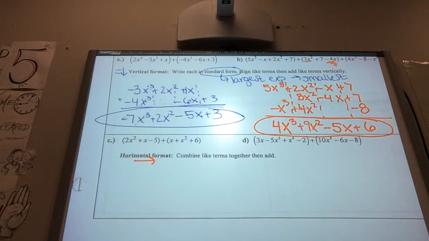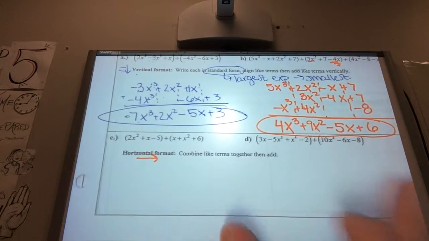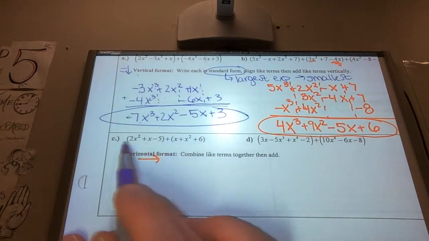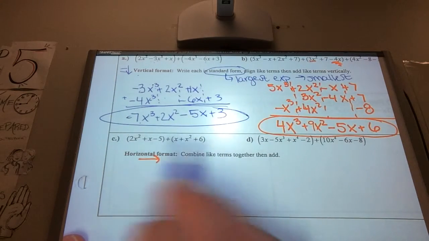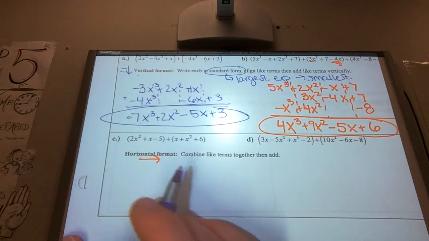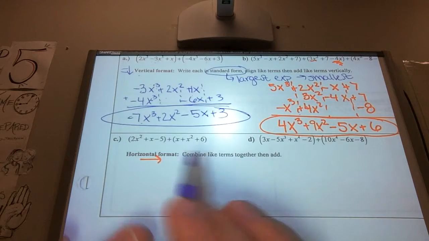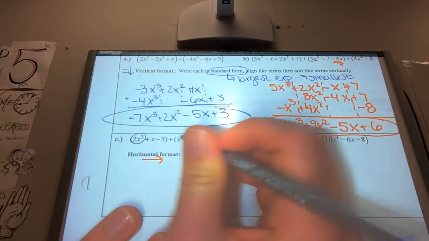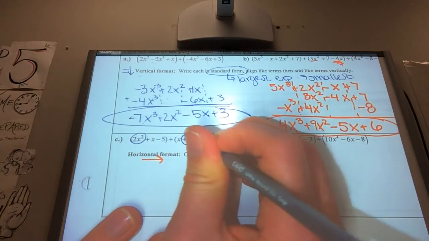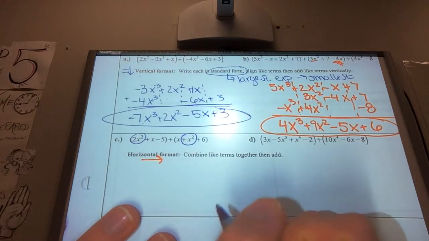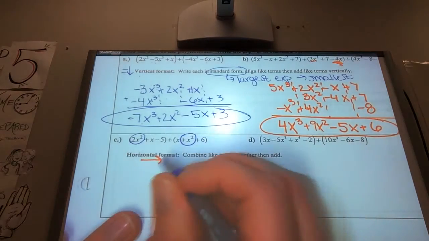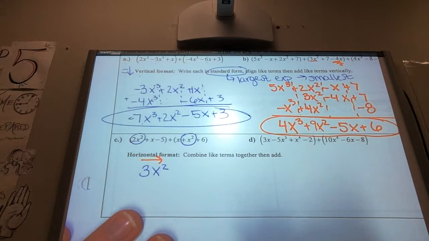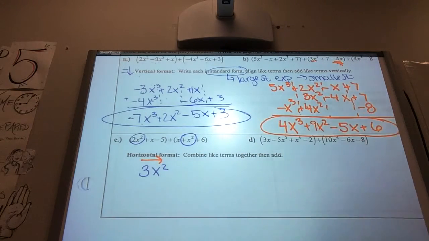So looking at C, again, I want to write it in standard form, which means largest exponent to smallest. So I'm just going to look at every term. I don't even care where the parentheses are. And I'm going to pull out my largest exponent. The largest exponent I see here is x squared. So I have 2x squared and 1x squared. So I'm just going to add them together. I have 2 here, 1 here. I have 3x squared. My next largest exponent I'm going to do in a different color.